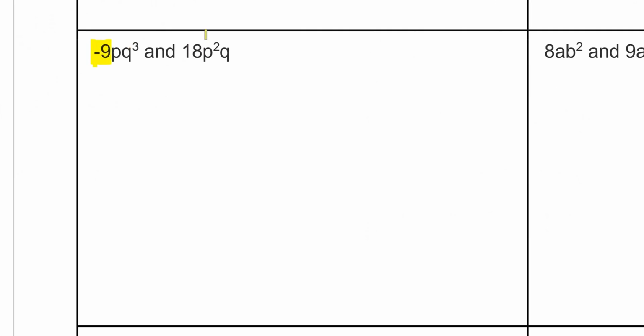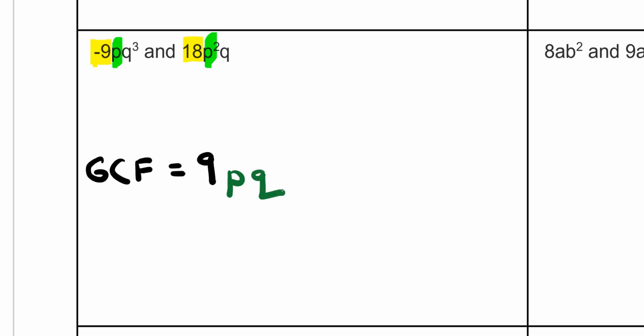Now I have a negative 9 and 18. So our GCF, the biggest number that divides into negative 9 and 18 at the same time, is going to be positive 9. And then look at my p's and p squared. The smallest number of p's is a single p, and the smallest number of q's is a single q. And for our least common multiple, the first multiple between 9 and 18 is actually 18.